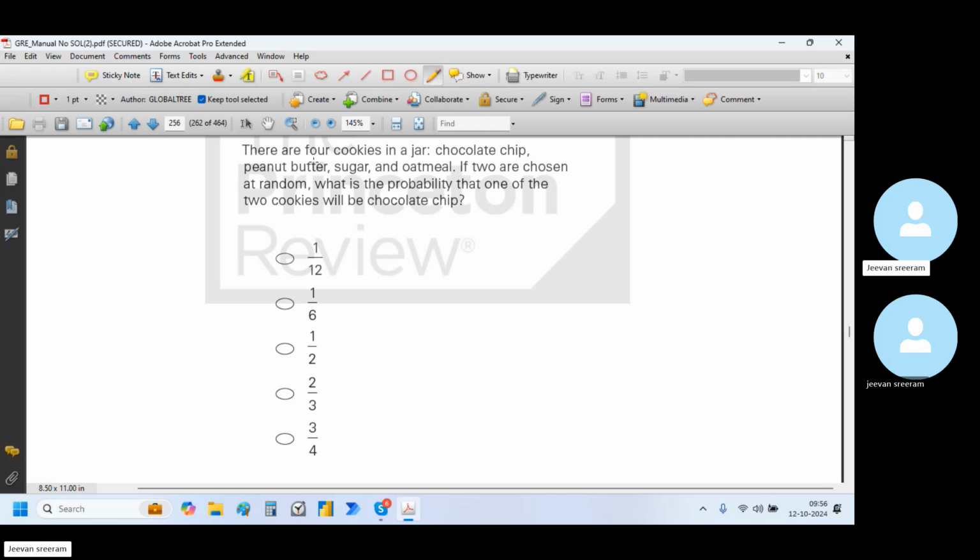There are 4 cookies in a jar: chocolate chip, peanut butter, sugar, and oatmeal. Okay, we got chocolate chip, peanut butter, sugar, and also oatmeal. If 2 are chosen at random, what is the probability that one of the 2 cookies will be chocolate chip? Okay, you have to pick 2 out of 4. So the total number of outcomes is going to be 4C2, right?